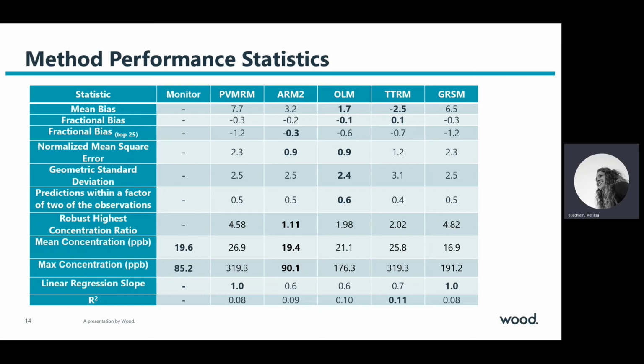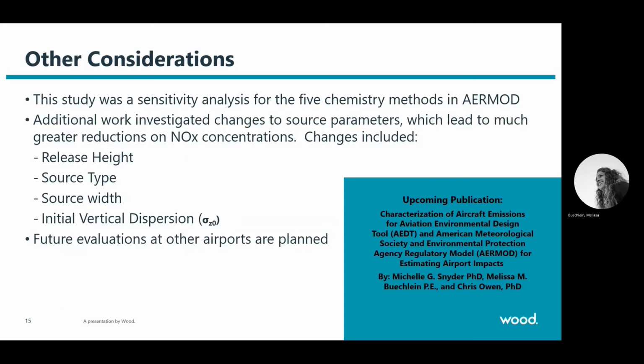The statistics shown in this table were calculated without the background ambient NO2 concentration added back into the data, but the model tended to overpredict concentrations at this one monitor location. And as you can see from the variety of statistics shown, there is no clear winner, indicating that the chemistry option alone does not tell the whole story. Which is why, in this sensitivity analysis, we also investigated the impact of modifying source parameters. We have an upcoming publication that will describe this work in much more detail.